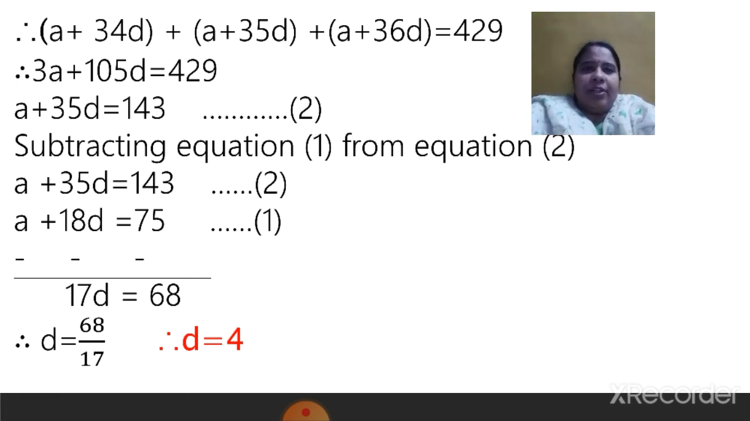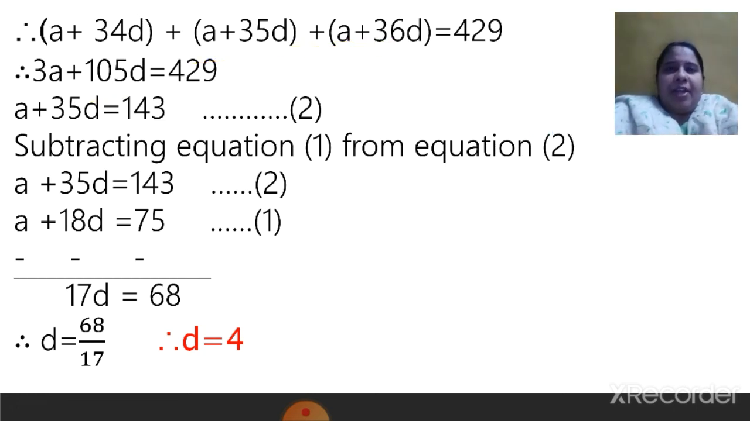When I add all this, we will get a plus a plus a, that is 3a. 3a plus 105d is equal to 429. Okay, divide throughout by 3. We get a plus 35d is equal to 143. 429 divided by 3 is nothing but 143.